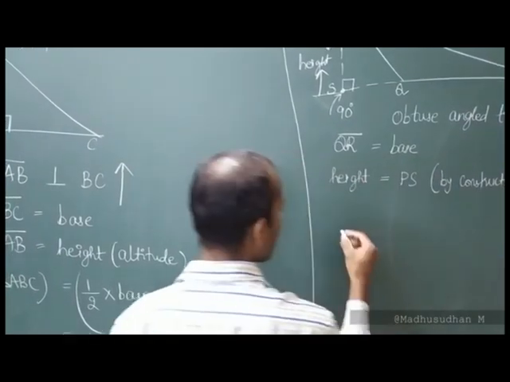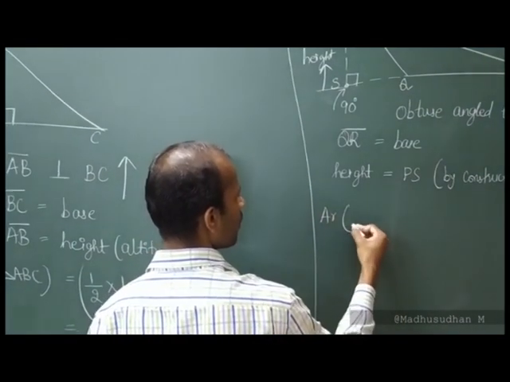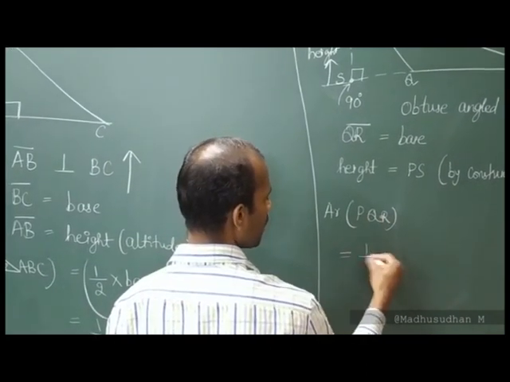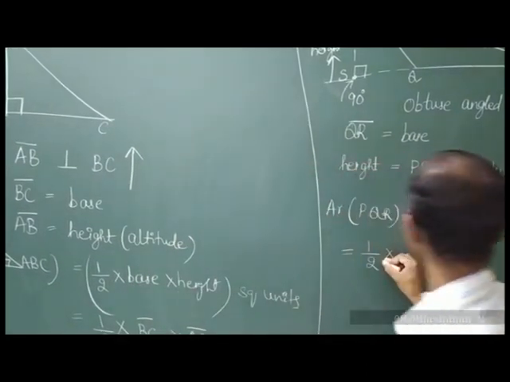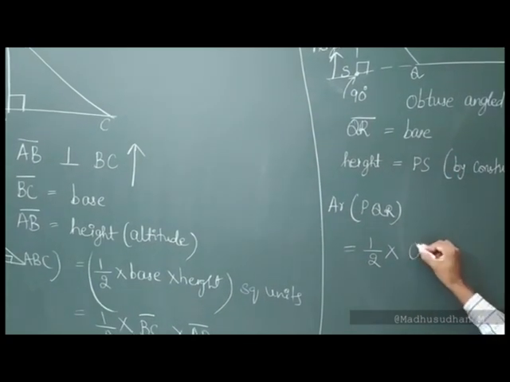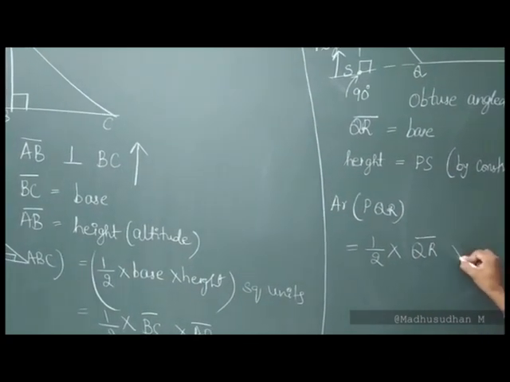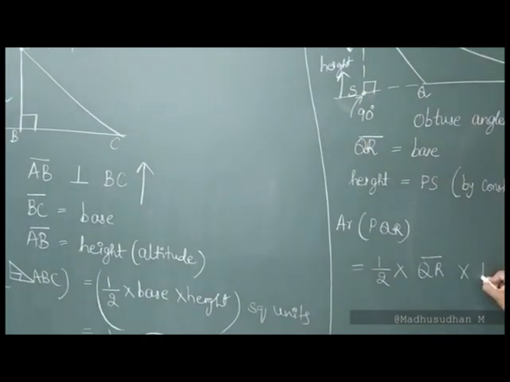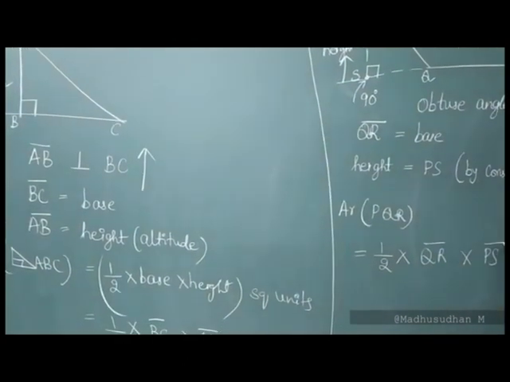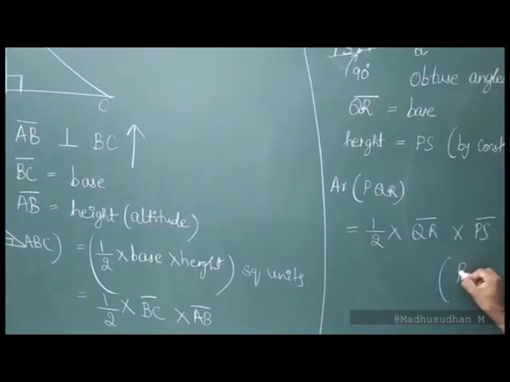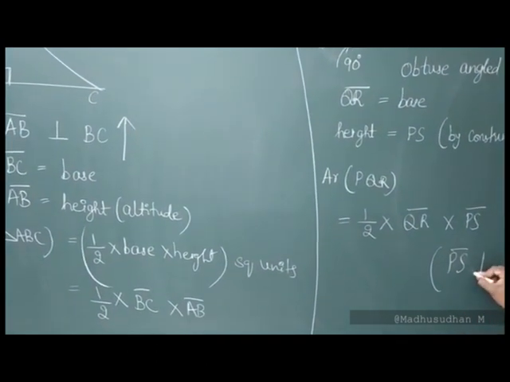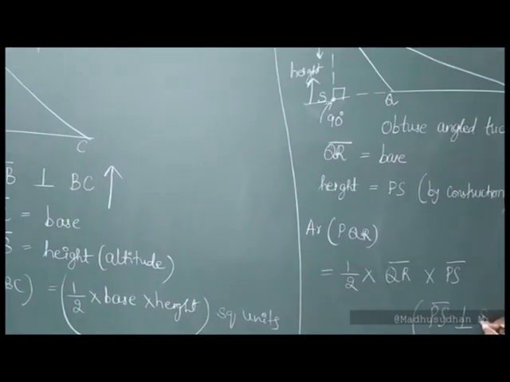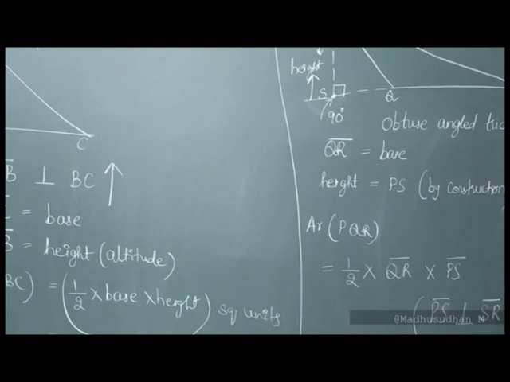So what is the area of the triangle now? The area of triangle PQR is equal to half into, so what is the base here? Base is QR, and what is the height? Height is P to S. So let me write PS. So only when PS is perpendicular to QR or SR. Followed it?